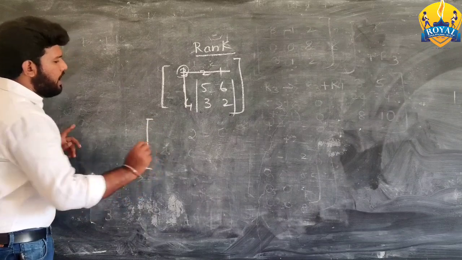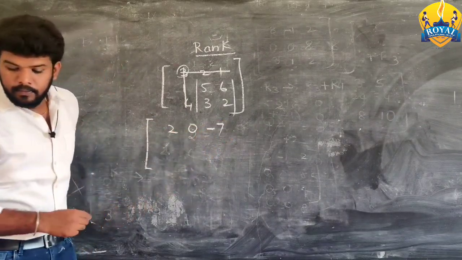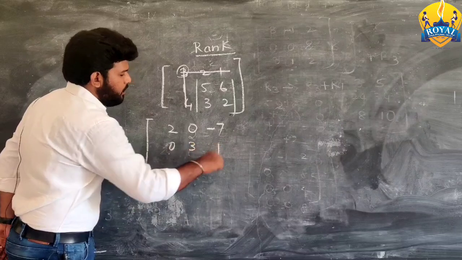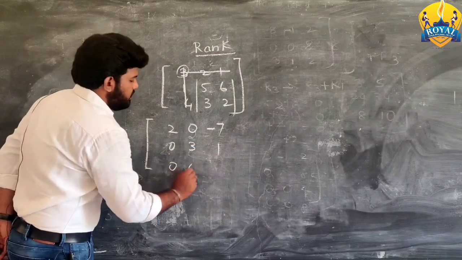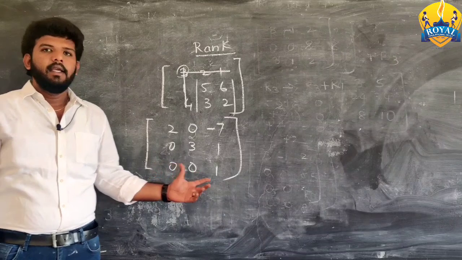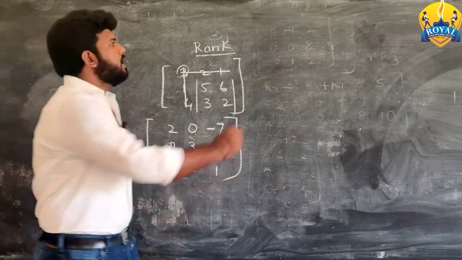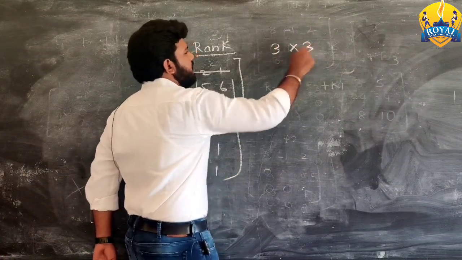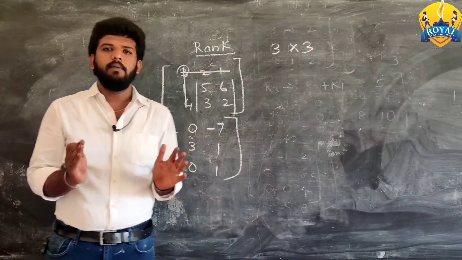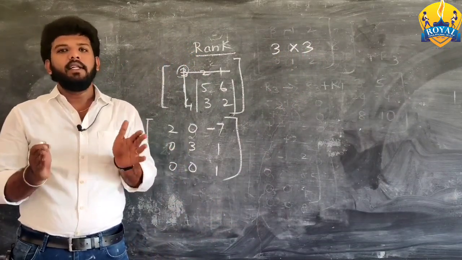So I just take a matrix 2 0 minus 7, 0 3 1, 0 0 1. So this is a 3 cross 3 matrix. இதுக்கு rank கண்டுபிடிக்க சொல்லிட்டாங்க. அப்ப first and the 3 cross 3 matrix I will find the determinant value.